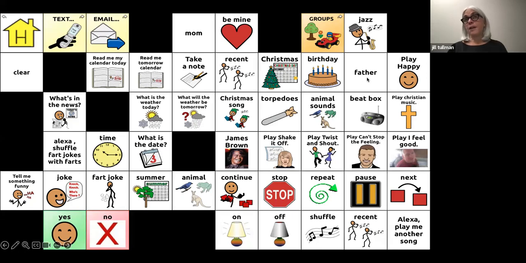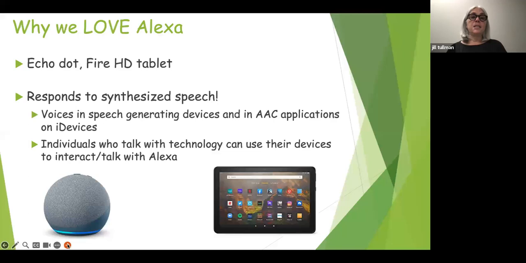Father says a funny Star Wars thing, like, "I am your father." You can tell it to stop. Alexa, shuffle fart jokes with farts. Tell me something funny. So there's just a bunch of ways that individuals can interact using their communication apps with digital assistants. So why we love Alexa.